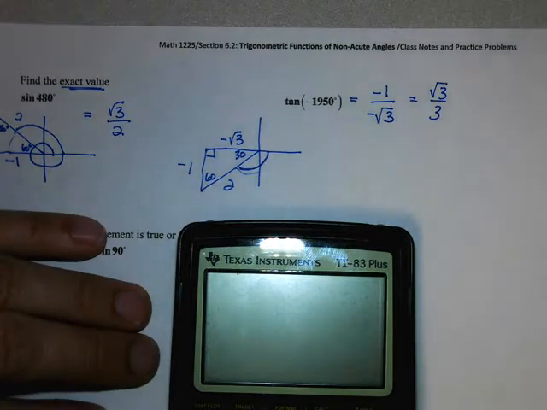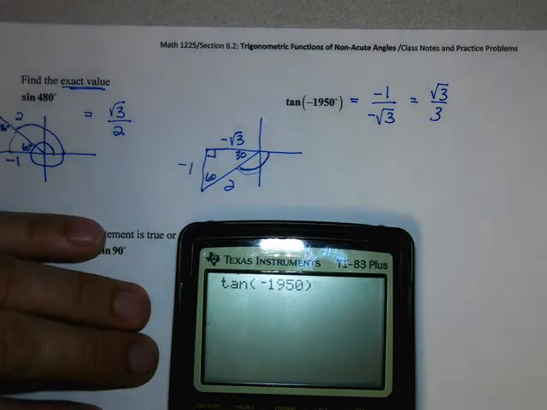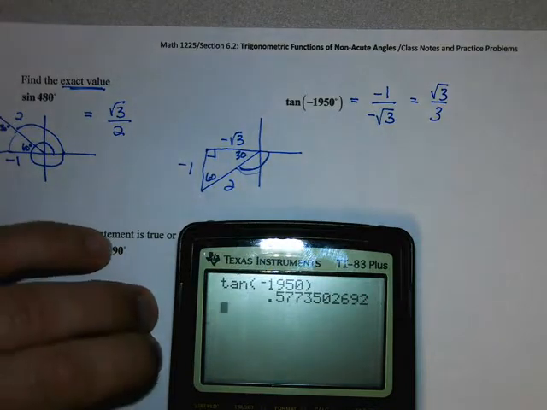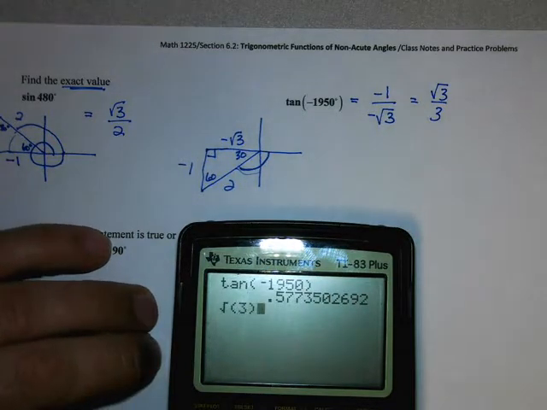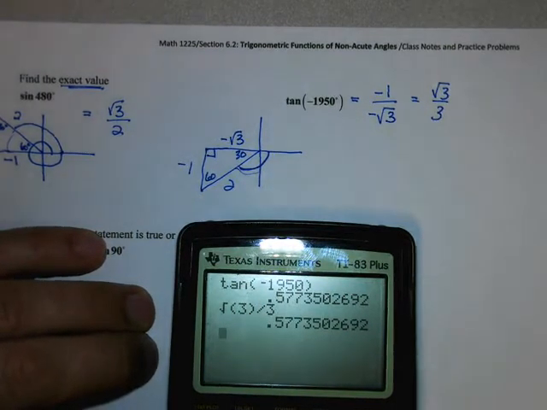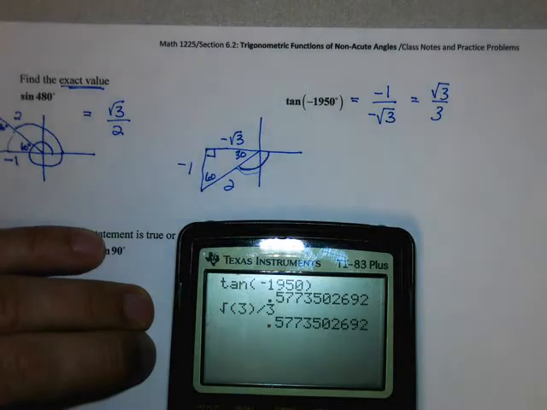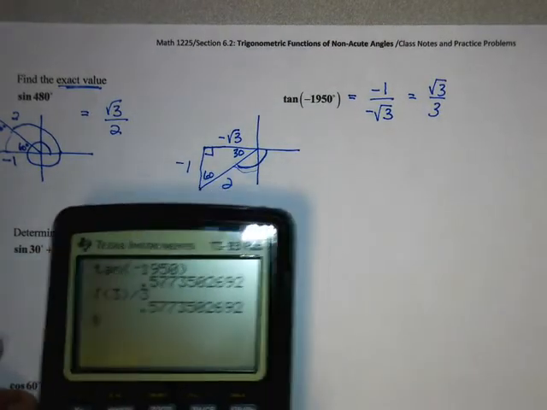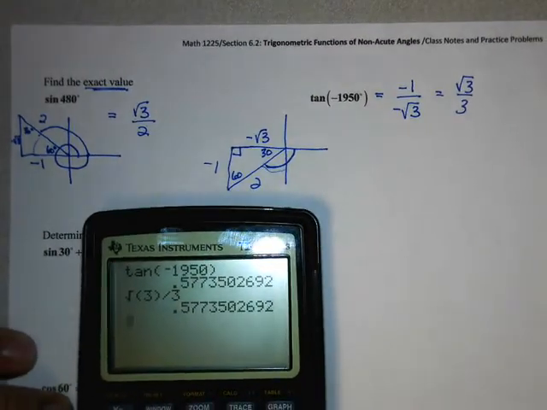If we're looking for the tangent of negative 1,950 degrees, remember we're in degree mode on your calculator, and if we go the square root of 3, close your parentheses, divided by 3, what do you notice about those values? They are the same, so you should feel pretty good about that. Then we could check it with the other one as well.